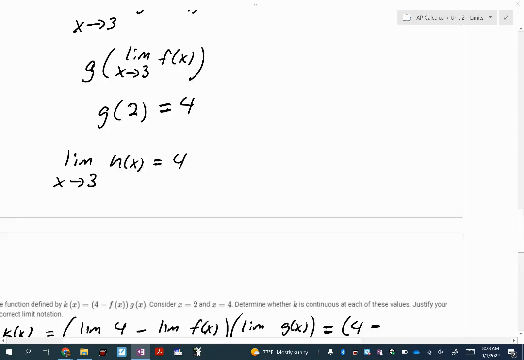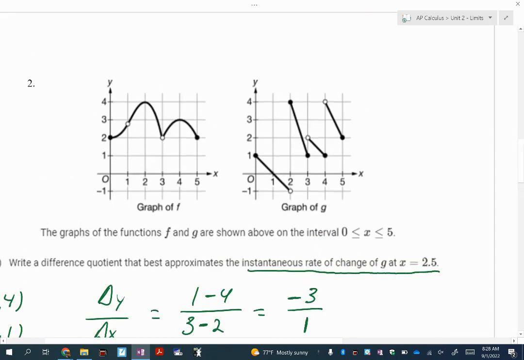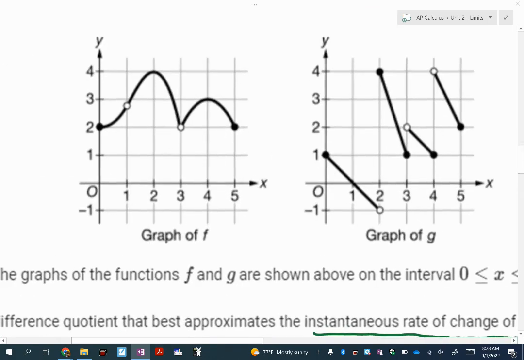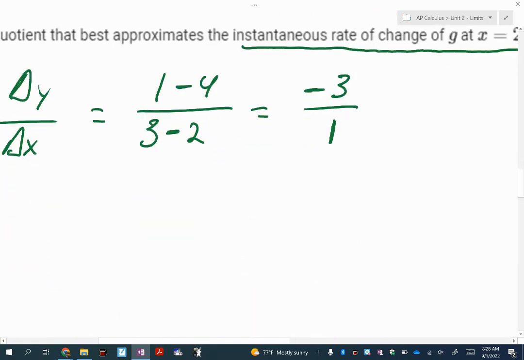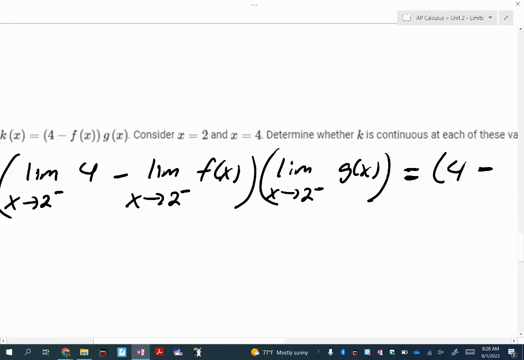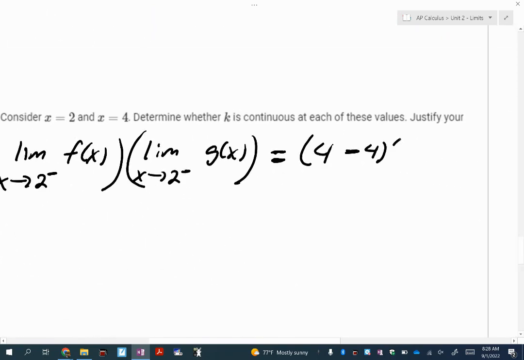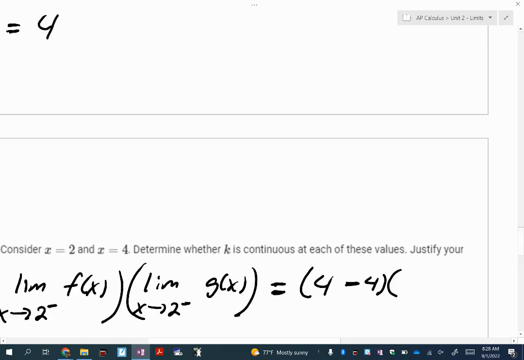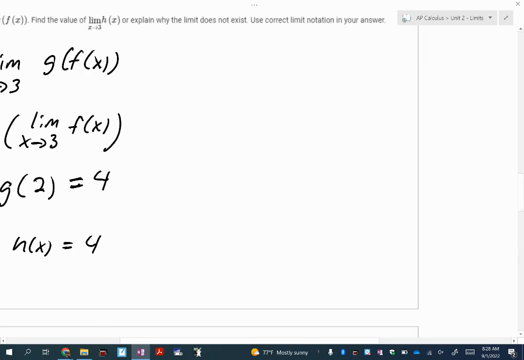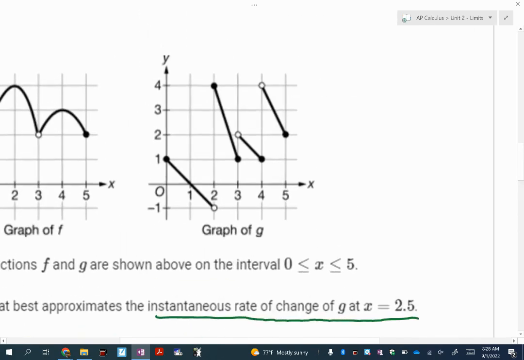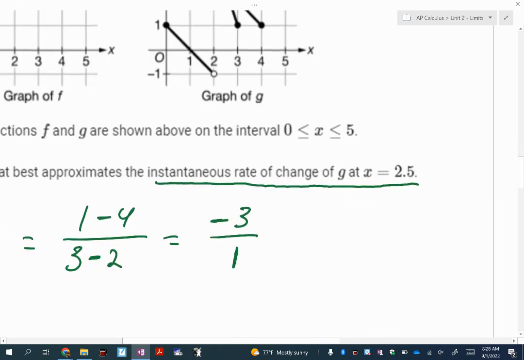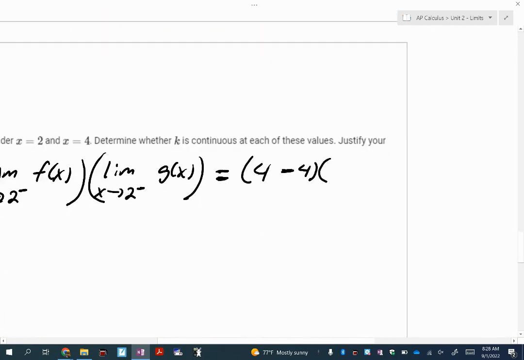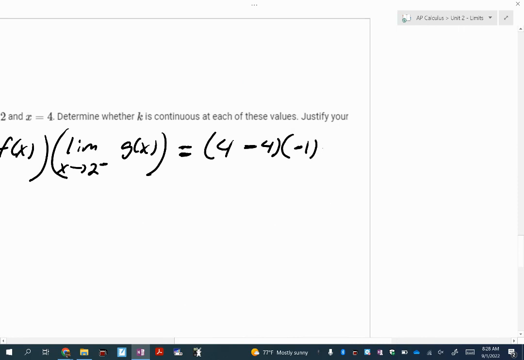Let's see what the limit as x approaches 2 from the left is for f of x. So 2 from the left is going to be 4. So I'm going to write 4 minus 4. And then this limit as x approaches 2 from the left of the g function is going to be negative 1. So I'm going to write negative 1. All right, so when you do that algebra, you get 0 times negative 1, which is 0.